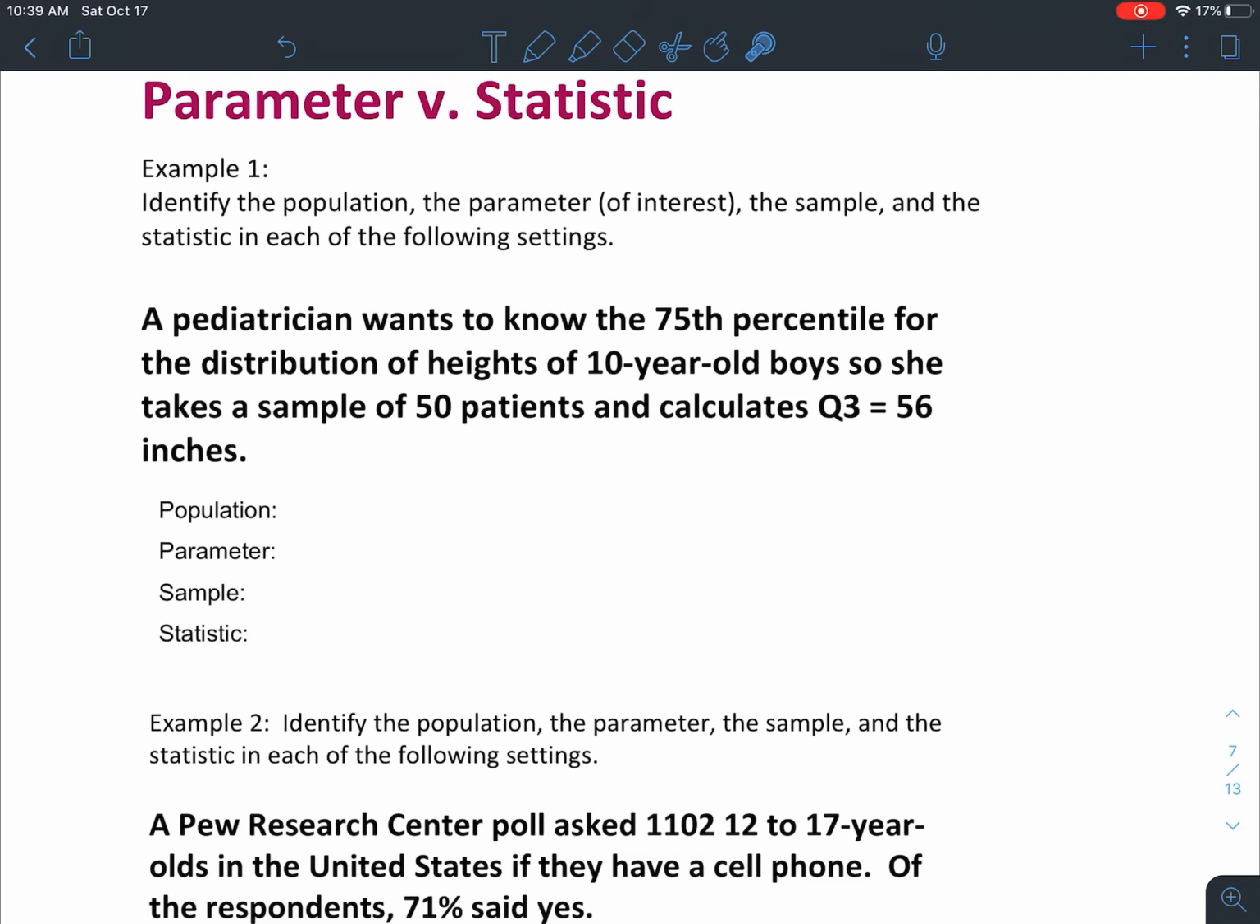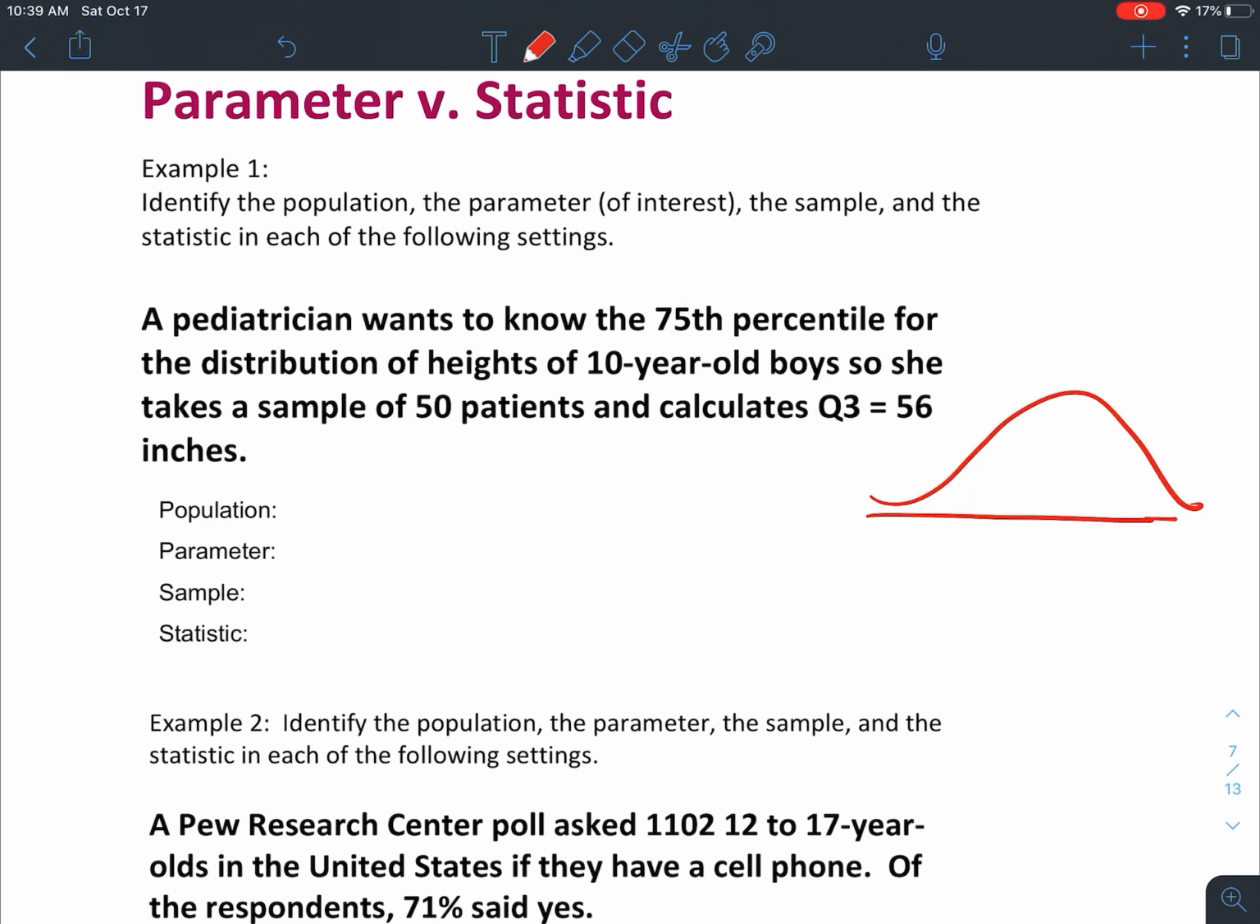We are asked in these examples to identify the population, the parameter of interest, the sample, and then the statistic in each of these following settings here. Okay, so it mentions that a pediatrician wants to know the 75th percentile for the distribution of heights of 10-year-old boys. So she takes a sample of 50 patients and she calculates the third quartile as being 56 inches.